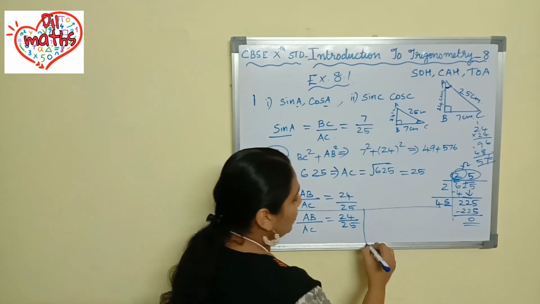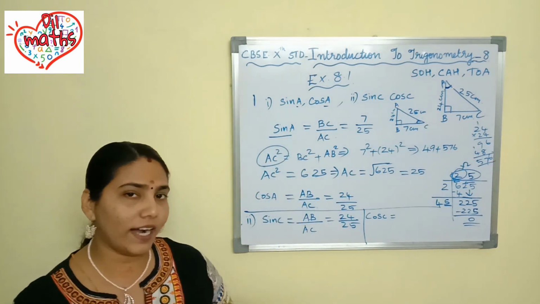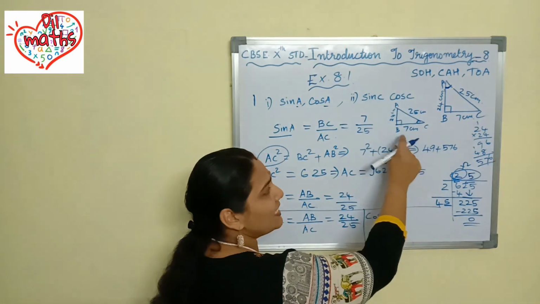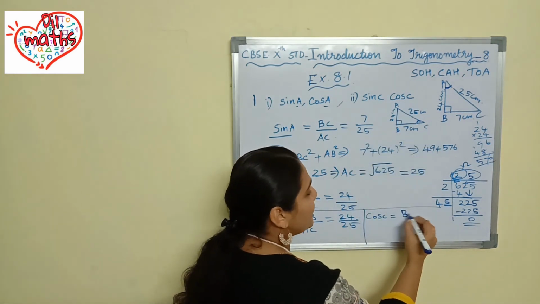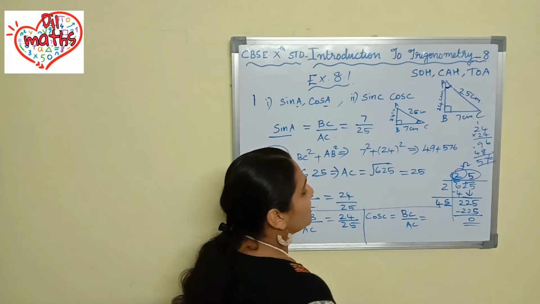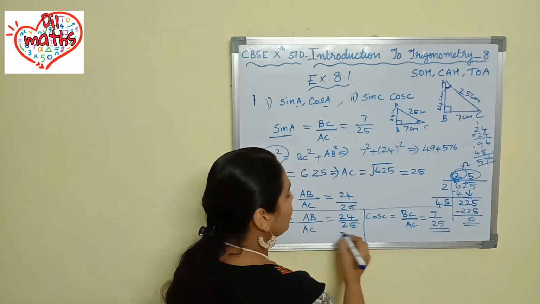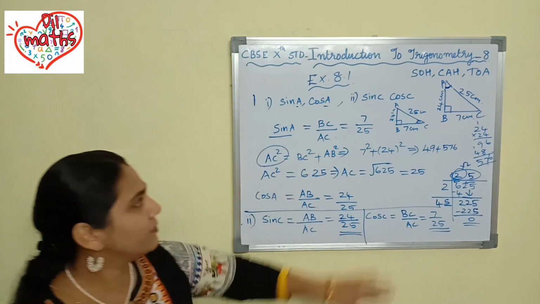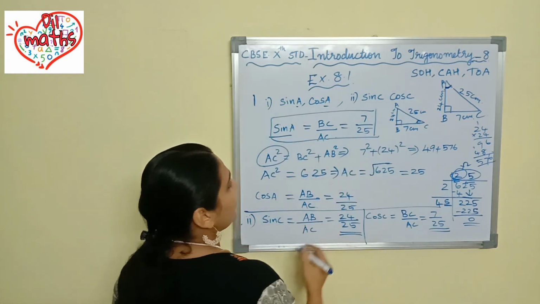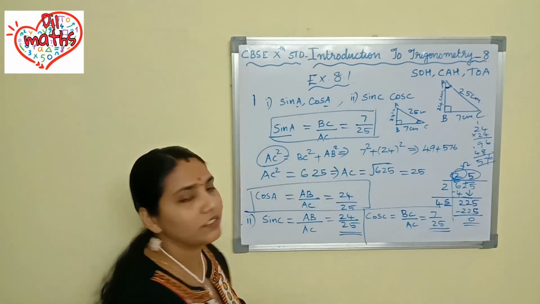Next one is cos C. So cos C is equal to adjacent divided by hypotenuse. Here with respect to C, which one is the adjacent side? BC is the adjacent side, and AC is the hypotenuse. What is BC? 7, and what is the hypotenuse? 25. So we got here sin A, cos A, sin C and cos C.